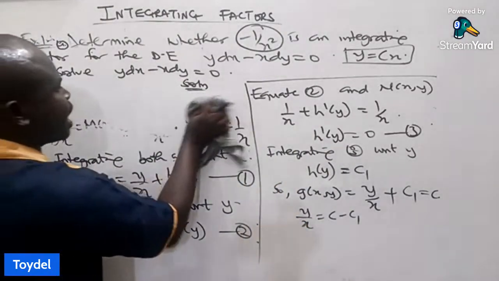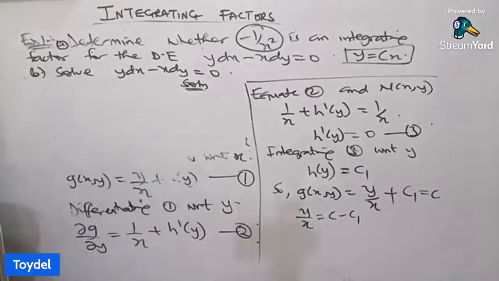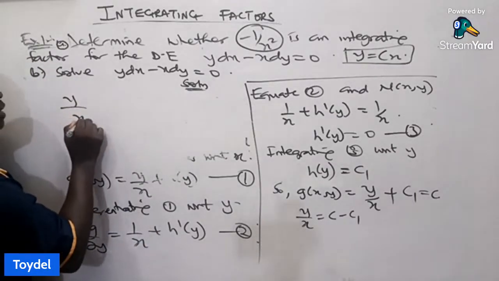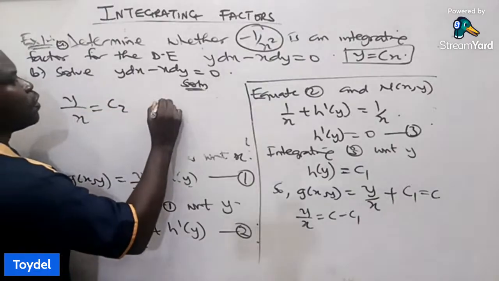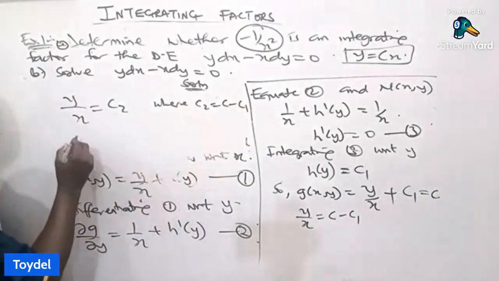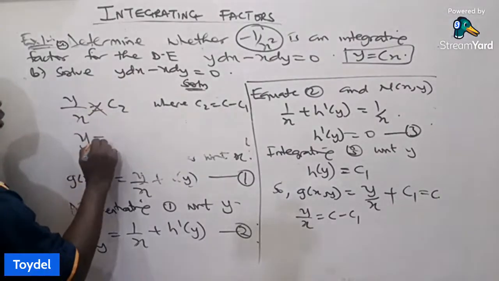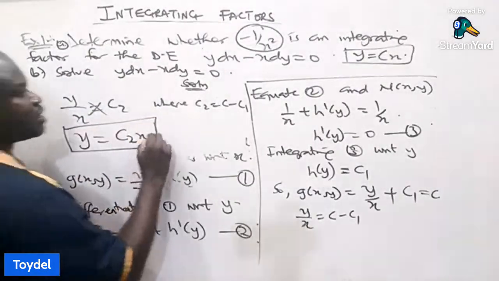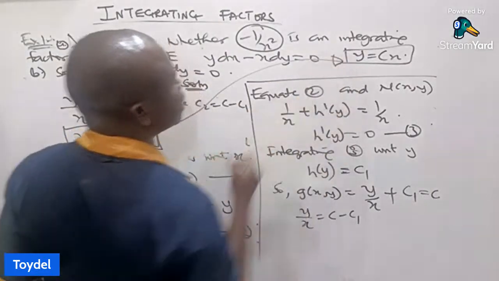C and C1 are both integration arbitrary constants, so it does not matter. We can say y all over x is equal to C2, where C2 is equal to C minus C1. They are arbitrary constants. So when we cross multiply here, we get y equal to C2 x, which is the same as the solution we got when we did direct integration.